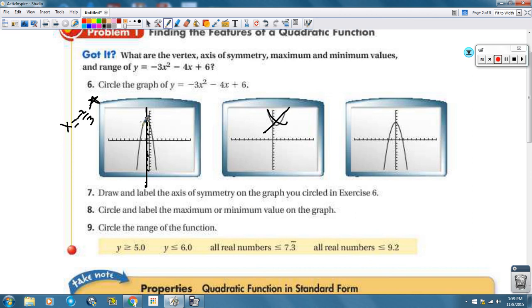Now, circle and label the maximum value on the graph. So that's going to be whatever y was, and it was 7 1/3. So we're going to circle that. And so the maximum is 7 1/3. And guys, I got this straight from the calculator. And then circle the range. Since it's opening down, I need all the values less than that. So my range is going to be all real numbers less than or equal to 7 1/3. And there you go. That's how you get that.